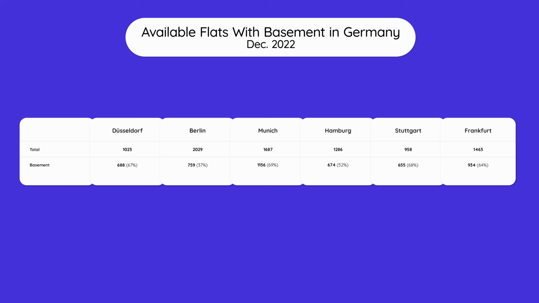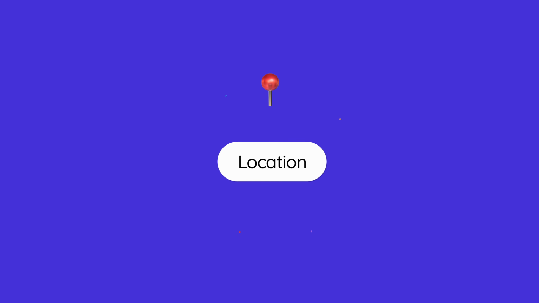And of course, it doesn't come as a surprise that Berlin is one of the cities with the least amount of apartments with a basement. I mean, apartments available on ImmoScout 24, right? This is a sample on the day of our sample. Yes. Which is super interesting, right? But it kind of goes on par with the scarcity of space in Berlin in general. The 9th filter is location.